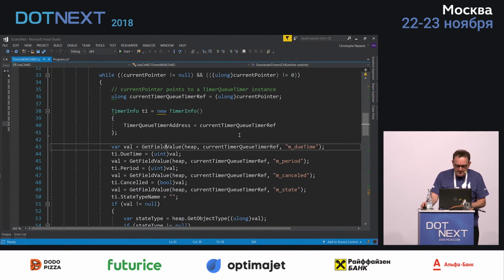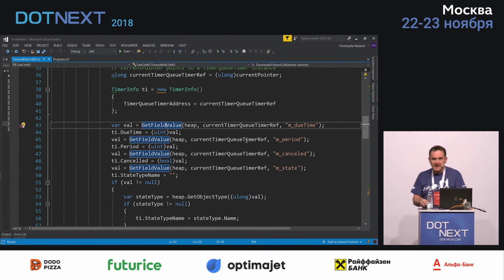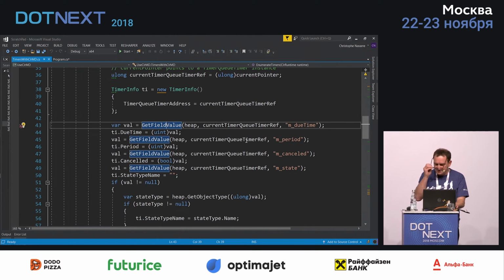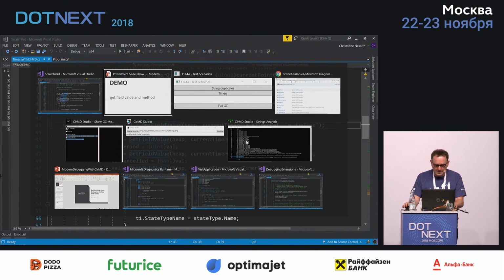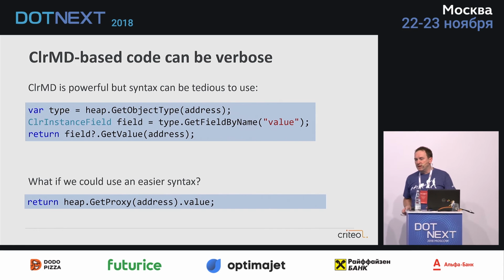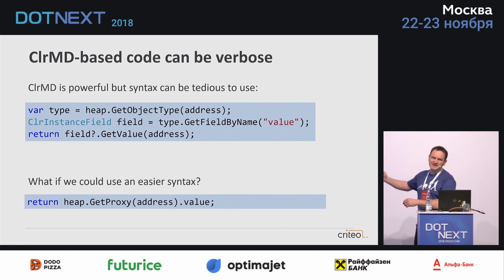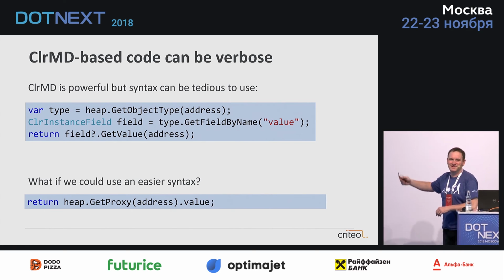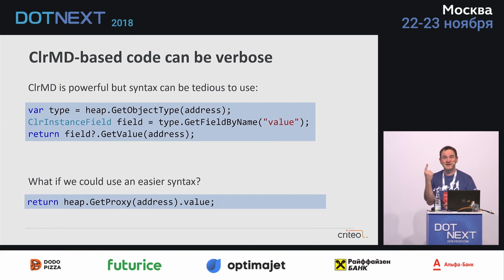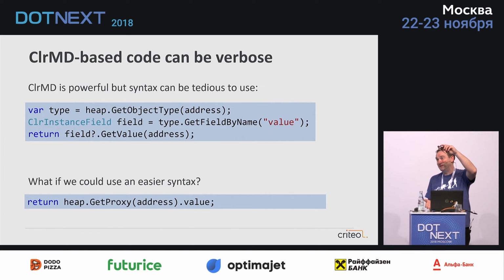It's not really the kind of code that I would say a la C#. This is not really what I'm very interested in. So what I want to show you now is that ClrMD is nice, but the syntax is a little bit complicated. I always have to write this kind of code just to get the value of one property. Imagine if you have 10 properties in your object, I don't want that.